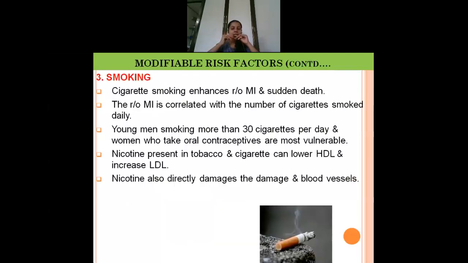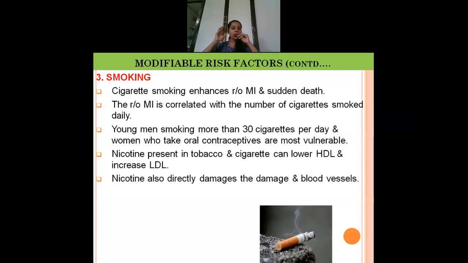Next is cigarette smoking. We know already cigarette smoke has a lot of chemicals in it. Carcinogens are there. There is nicotine present in it, isn't it? So the nicotine damages the blood vessels. It may also cause vasoconstriction. Okay, and this nicotine is said to increase the LDL and it reduces the good cholesterol, that is your HDL.